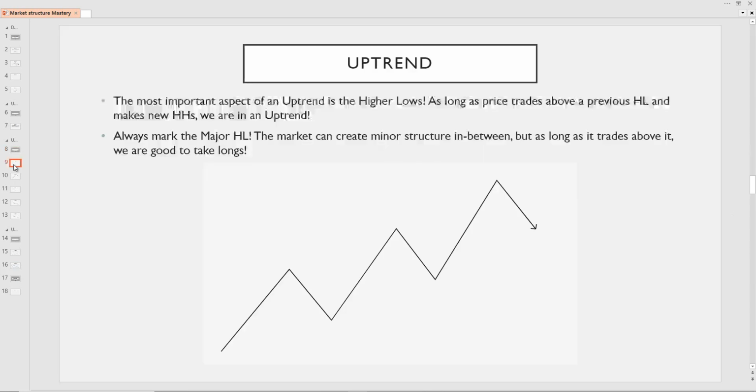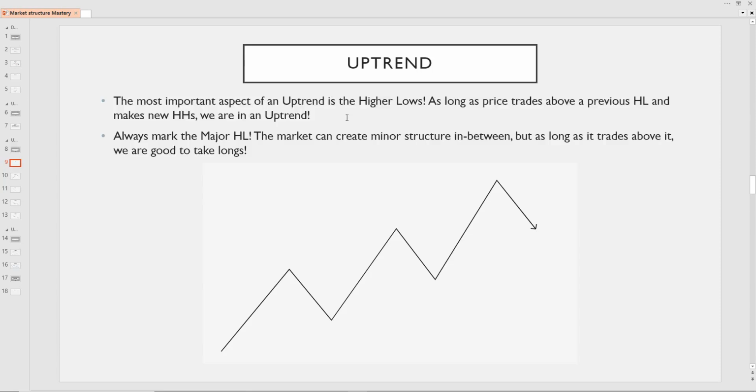So first of all, uptrend, all right? The most important aspect of an uptrend is the higher lows. Why? Because as long as price trades above a previous higher low and makes new higher highs as well, we are in an uptrend. So what I want you to do as well is to always mark your major higher low. The market can create minor structure in between, but as long as it trades above that major higher low, we are good to take longs.